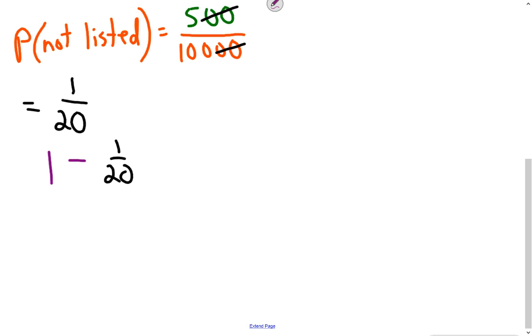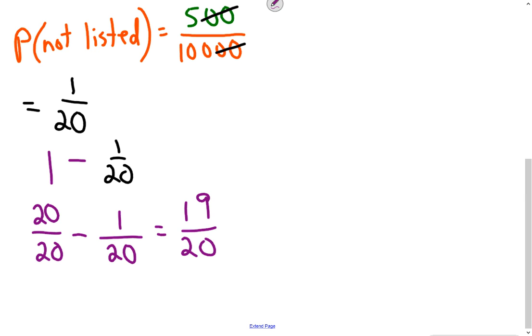Okay. So then I can go back to, well, subtracting fractions, they both have to have a common denominator. That would be 20. So this one we don't have to change. This one's going to have to become 20. 20 over 20 is 1. Now, what's 20 20ths minus 1 20th? It's 19 20ths. So the probability that my phone number is listed would be 19 20ths.